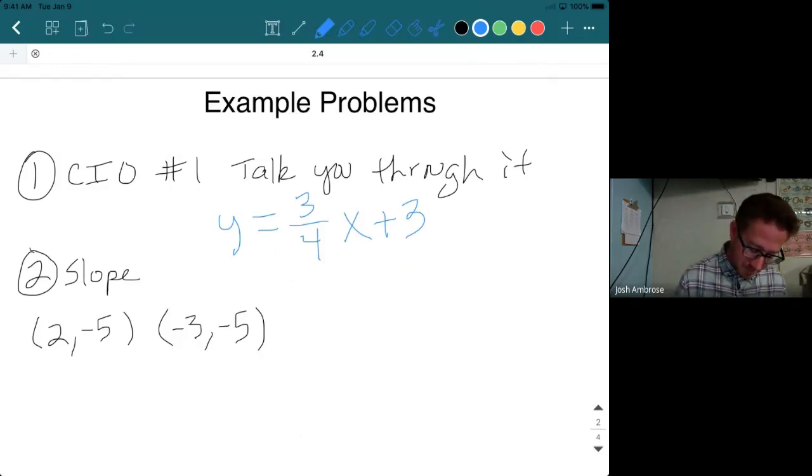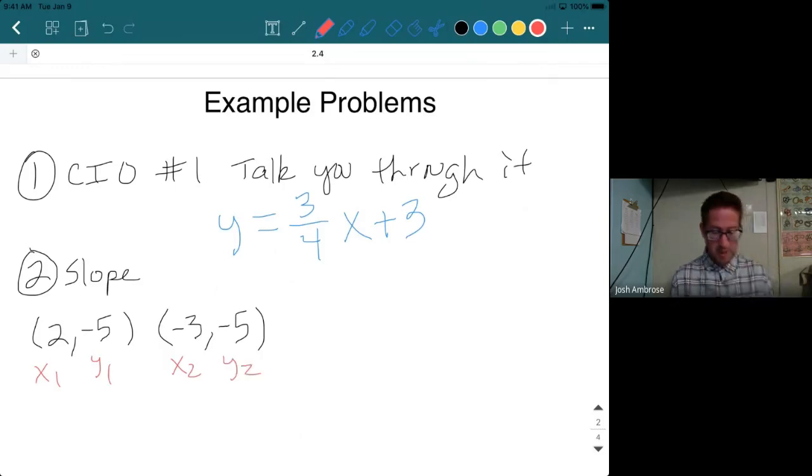All right, let's move into the second example problem here. Calculate slope, and I'm going to give you your little cheat sheet. All right, this is x1, this is y1, this is x2, this is y2. That's the last time I'm going to do that. You guys need to memorize it. You need to get that.